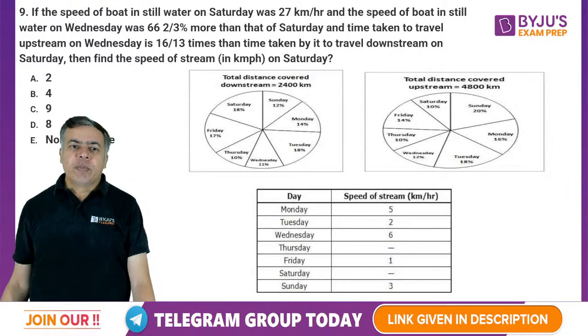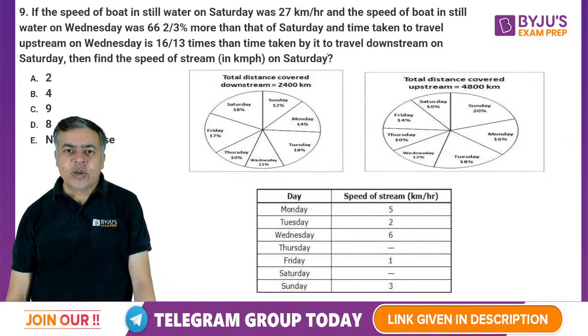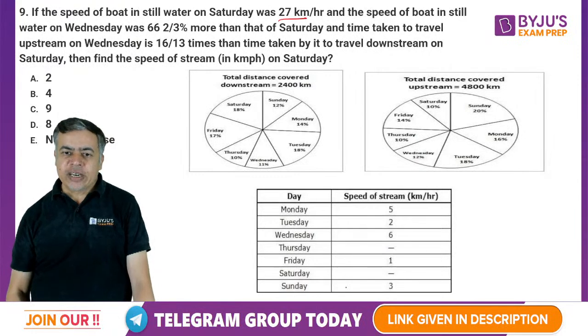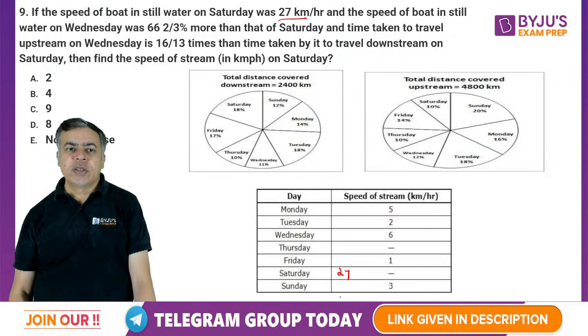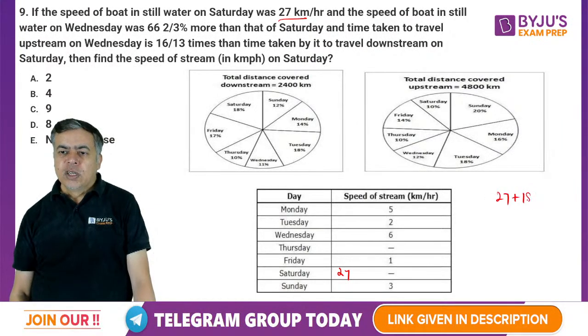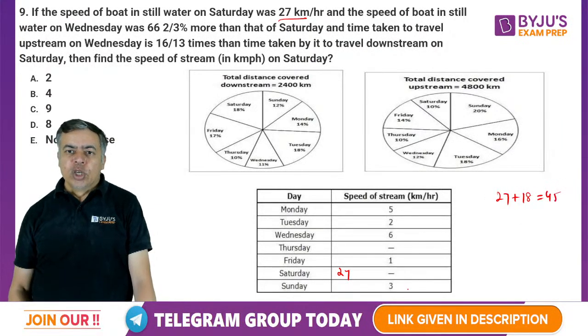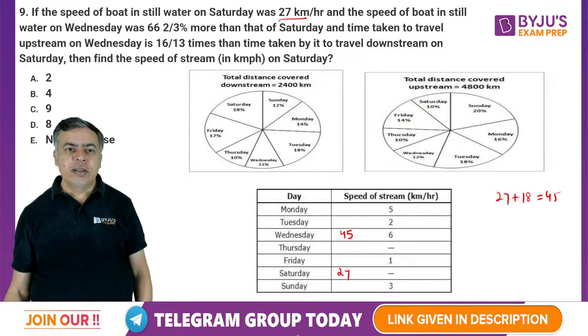If the speed of the boat in still water on Saturday was 27, so it is given. So Saturday, the speed of the boat is 27, right? And the speed of the boat in still water on Wednesday was 66 2 by 3% more than that. Okay, so 27, 2/3 more, so it will become 45. So still water on Wednesday, it is given as 45, right?